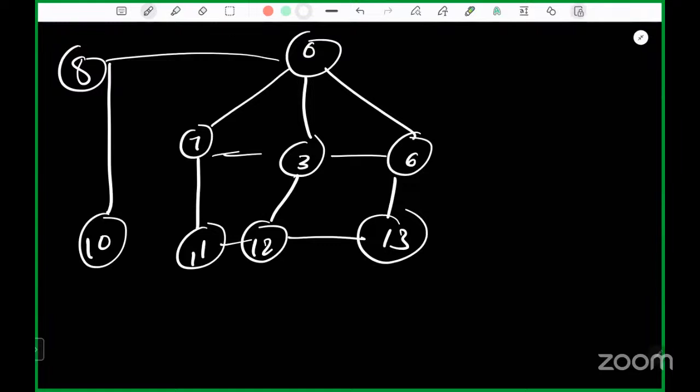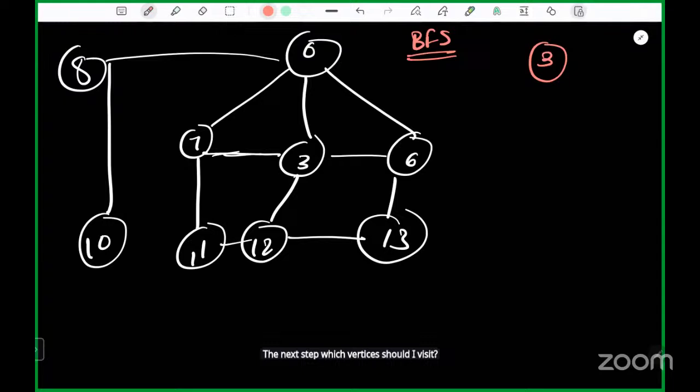Here you can consider any vertex as your source vertex. For the time being, let's select 3 as our source vertex, and I am applying a BFS scan here. Okay, so what will be the next step? Which vertices should I visit? Let me go for 0. So this is 3 to 0.